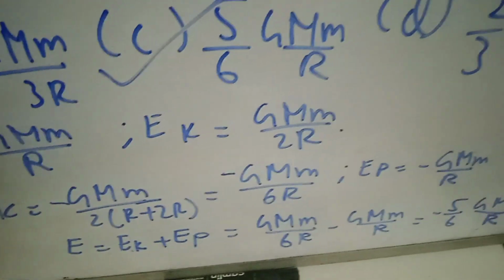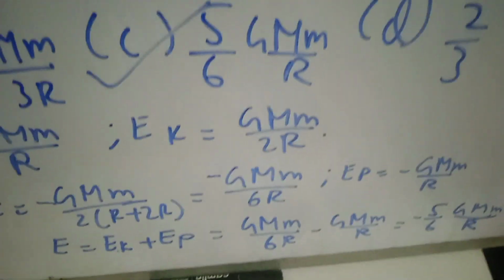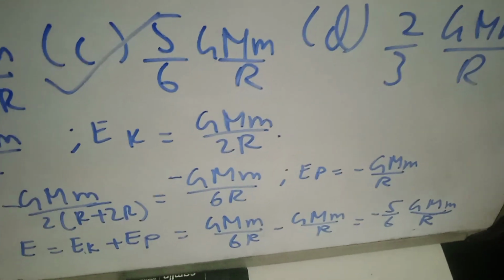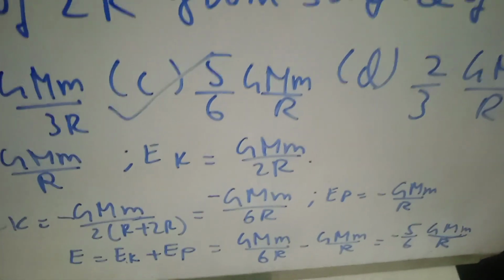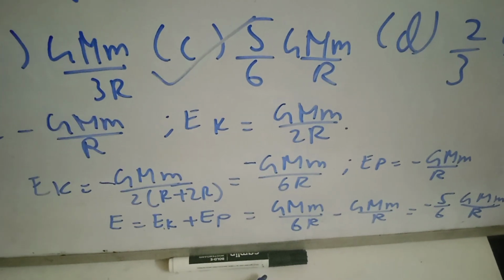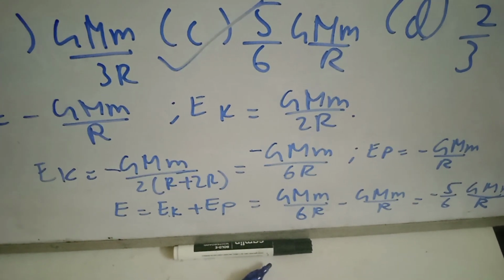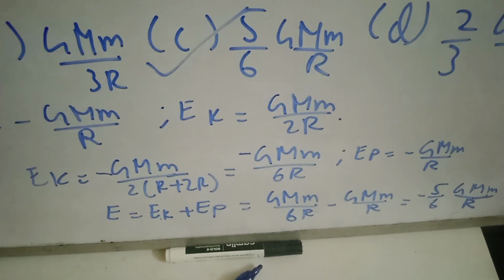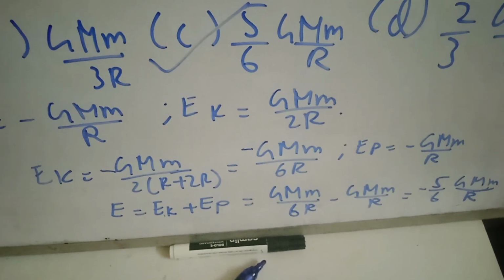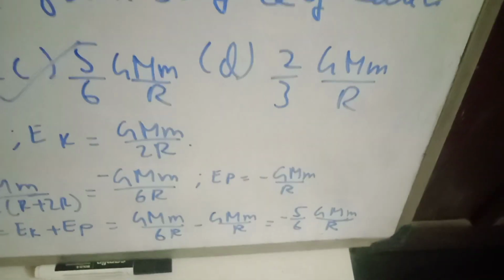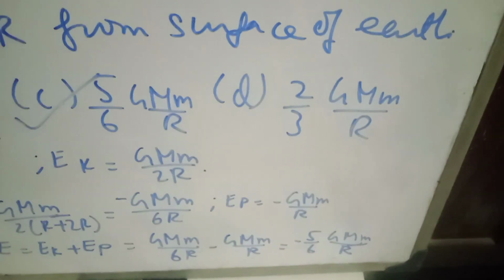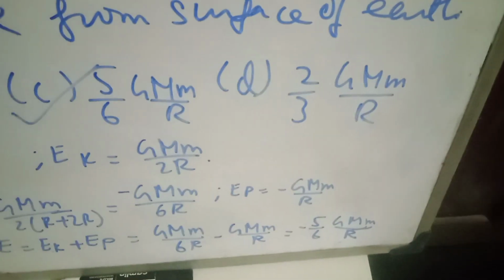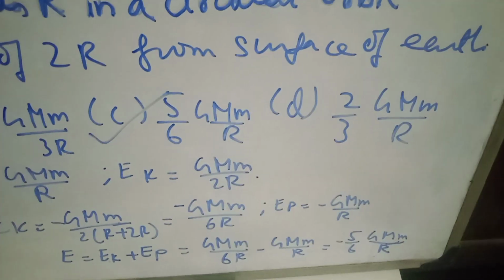And here PE equals GMm by R. So when we add up this one, we can get KE plus PE. So total energy we can do like this. So it equals minus G big M small m by 6R minus GMm by R. So it will come minus 5/6 of G big M small m by R.